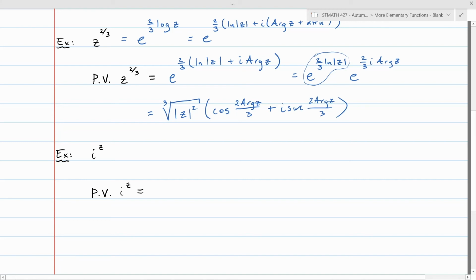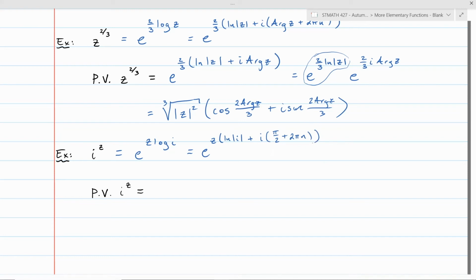But the standard way to do this would just be to convert it to something with a base of e. So if we just apply the definition of the exponential function with base i, then i to the z would be e to the z log i. And that's a multifunction because log i has many values. You could write out what log i is. So you do natural log of the modulus of i plus i times the arg of i, which is pi over 2 plus 2 pi n.